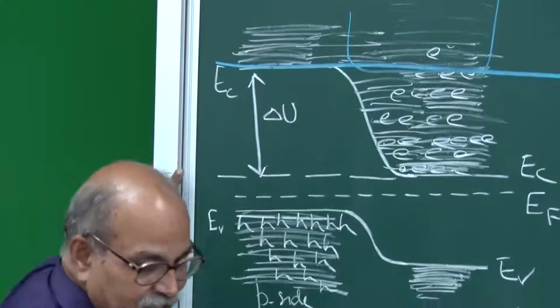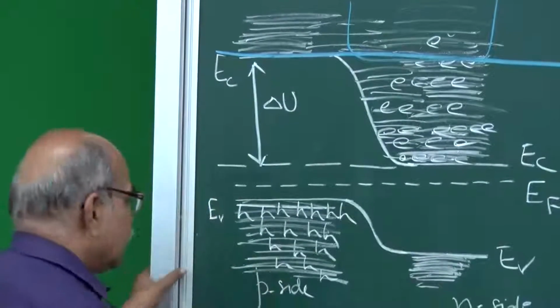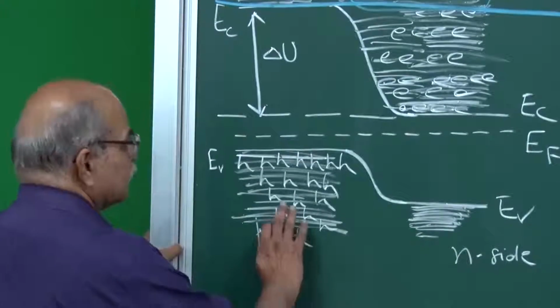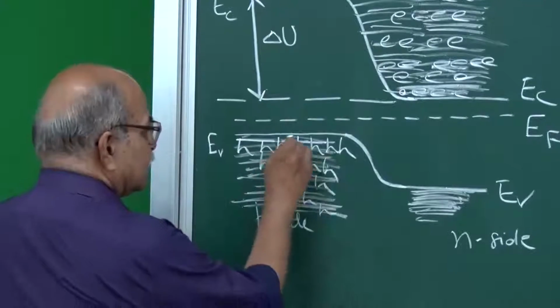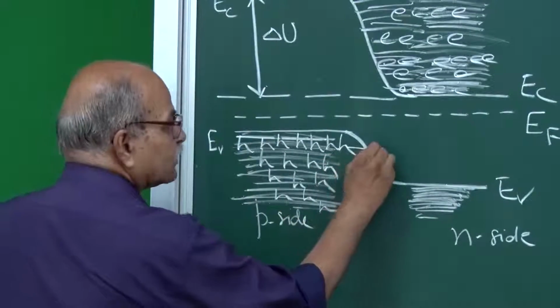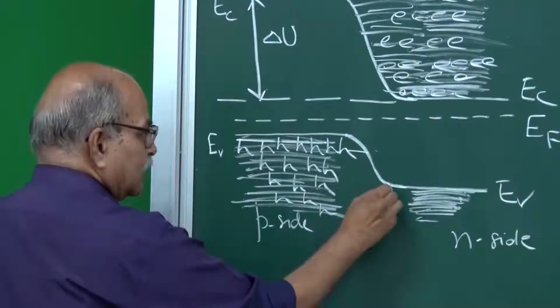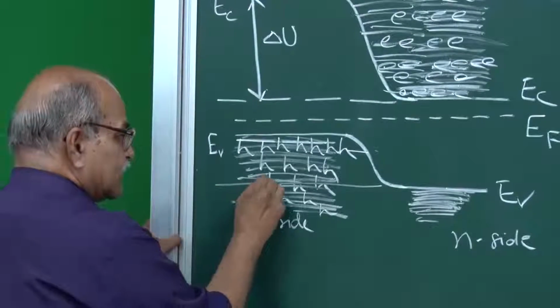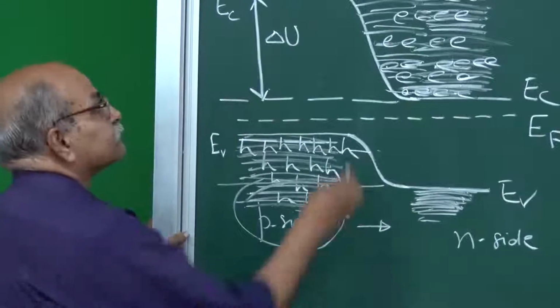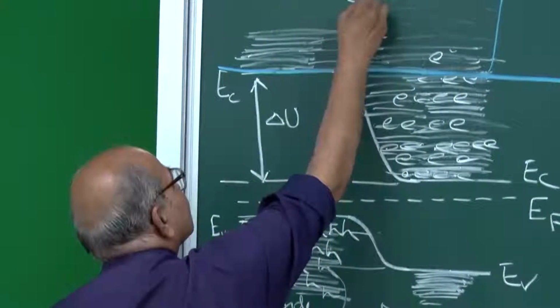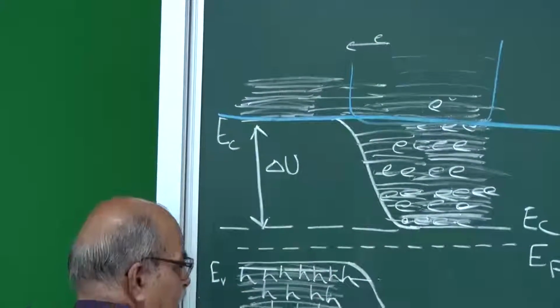Similarly is the case for these p side holes. If these holes, these majority carriers, want to go to the n side, then these holes cannot go here. You don't have any quantum states. Only the holes which are in these ones, only these can migrate here. Only these electrons can migrate here. So these are the electrons and these are the holes.